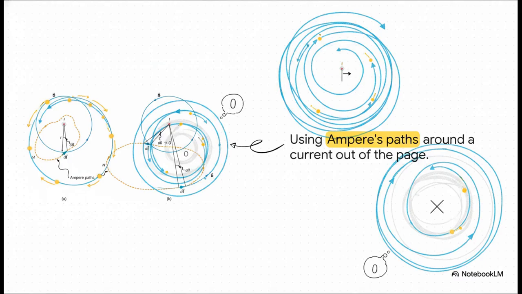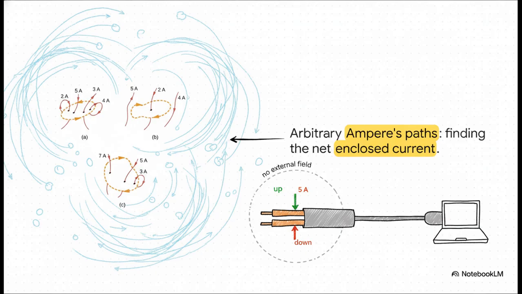Basically, if you draw a path that encloses the wire, the integral equals the permeability constant times the current. If you draw a path that doesn't enclose the current, the line integral is just 0. It's that simple. Let's move on and see how this builds into the real world.